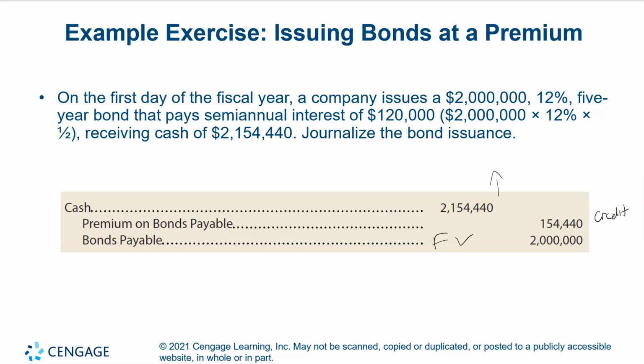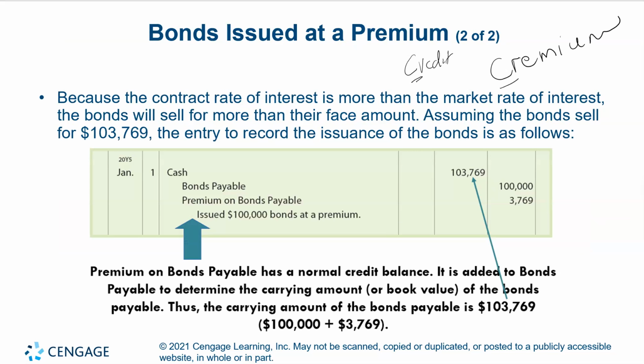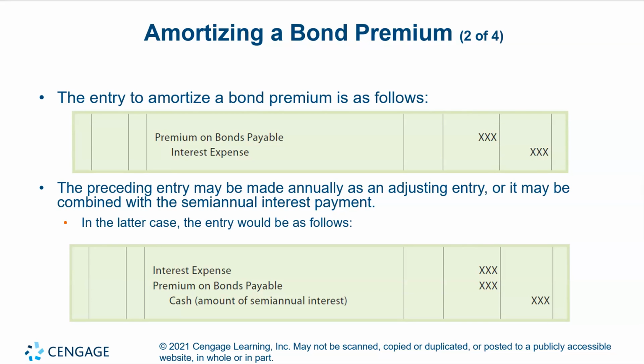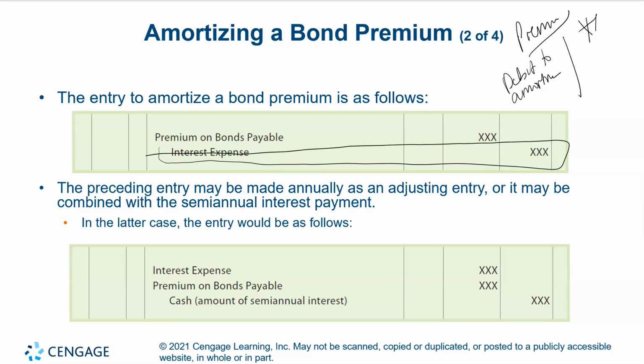Now, every 6 months, we're going to start to reduce this. And this is the way it's going to look when we do that. So a premium has a normal credit balance, right? So every time we amortize it, we've got to debit it to amortize it, to start to reduce it. The opposite of a debit is a credit, which means we're going to credit interest expense. Okay, so if we have to debit the premium to make it go down, we're going to credit interest expense. What does a credit do to interest expense? Does it make it go up or down? So expense has a normal debit balance. So if you credit interest expense, you are reducing it.